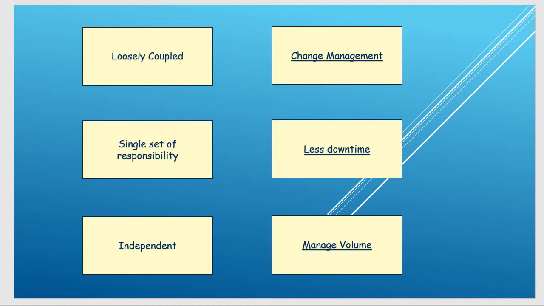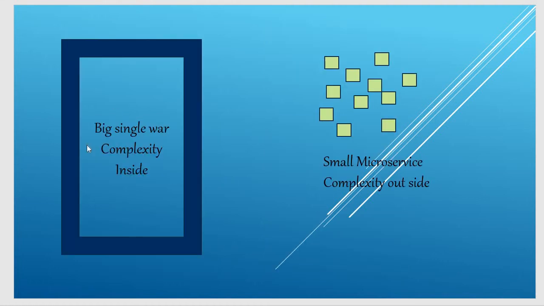Let's move a bit more. In the previous monolithic design, there was only one big single war which had complexity inside, but here we have small web services, which have some complexity outside. Complexity means if there are so many components, how do you manage the integrity, deployment, routing, so many things.